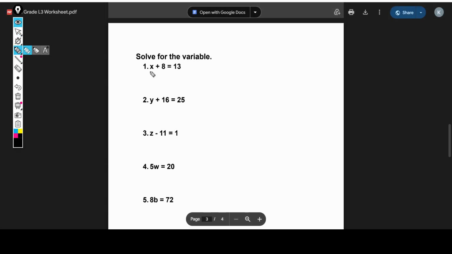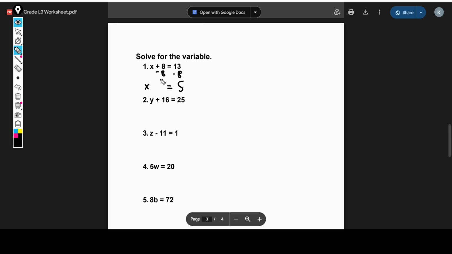X plus 8 equals 13. So as you probably know, one of the rules of algebra is that you can do the same operation to both sides, and it will not change the equality. So in this case, I can subtract 8 from both sides to get x. The plus 8 and the minus 8 cancel out, so we get x equals 13 minus 8, which is 5. So x equals 5.